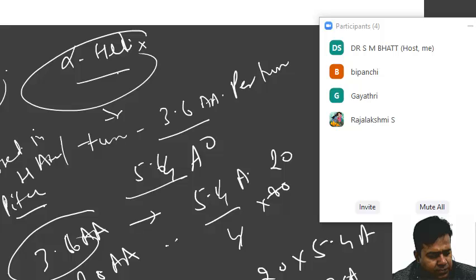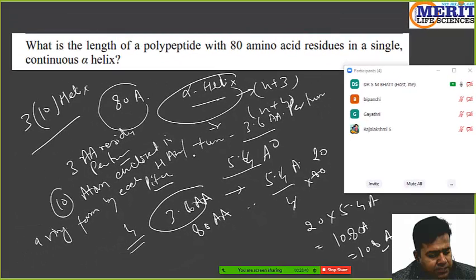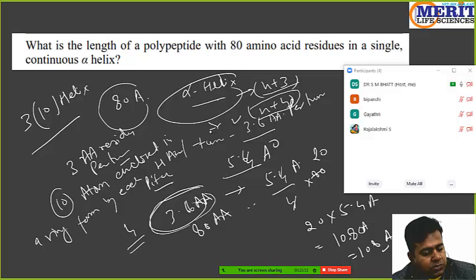So generally alpha helix is n plus 3 or n plus 4. Tell me, a structure, what you will say? Because this is having the 3.6 amino acid residue, so this cannot be n plus 3. So this should be n plus 4. Do you agree with this? Hello. Hello. No one is speaking. What happened?